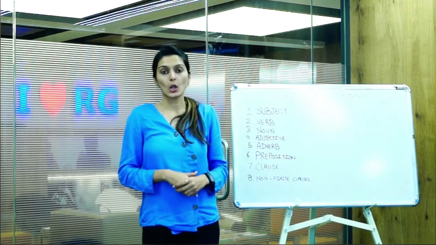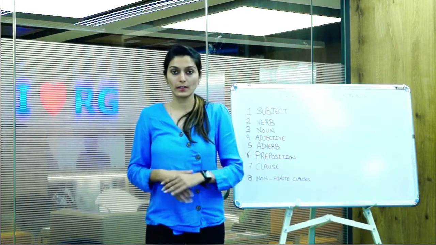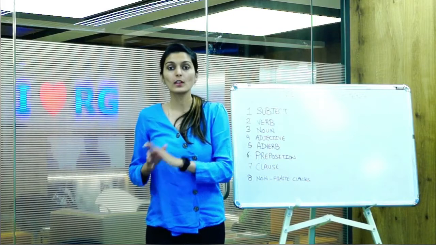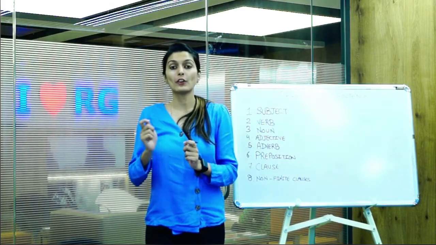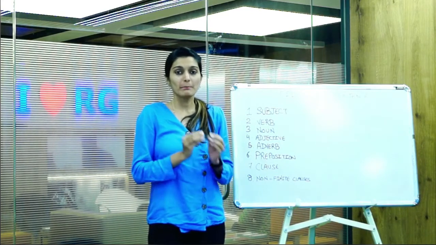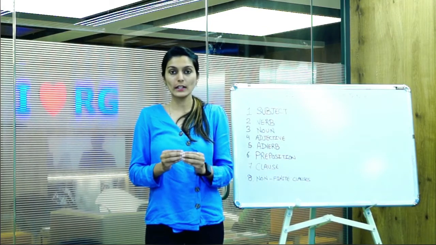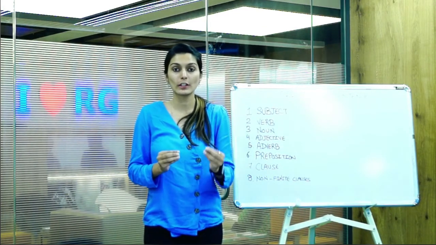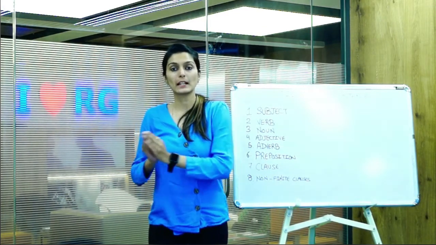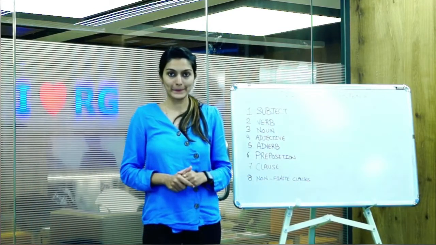Next part is a clause. Now, what is a clause? Clauses are a group of words. You can say clauses are a group of words, or you can say a clause is also a part of the predicate. Now, what is a predicate? I'm sure you must be aware about subject and predicate. Subject, like I told you, is the main part the sentence is going to talk about. The rest of the part becomes the predicate. Hence, a clause is also a part of the predicate.